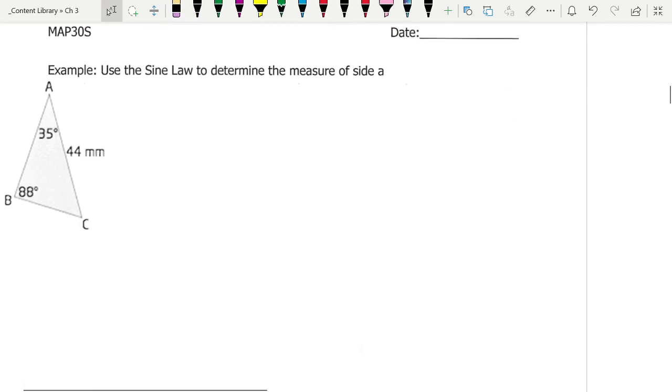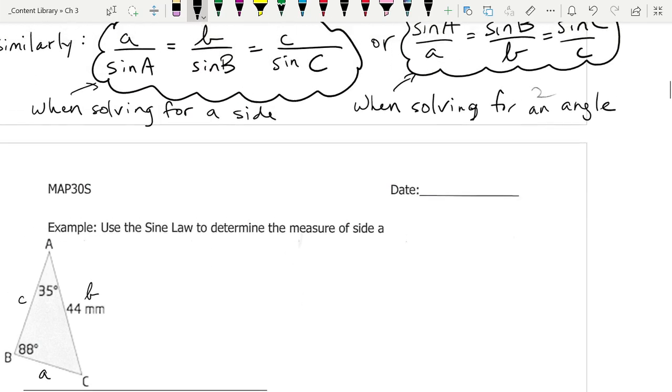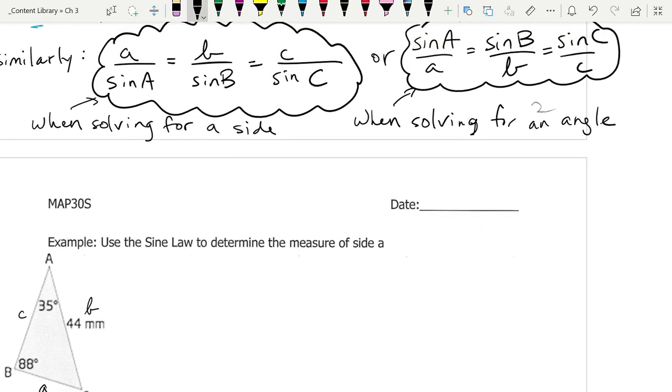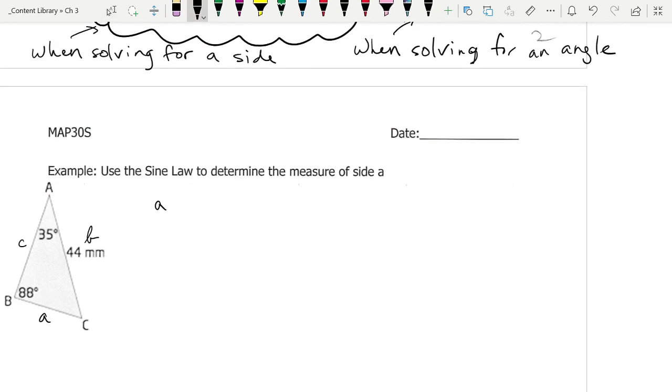The first example has us looking to find the measure of side A. Well, first of all, you have to know that you label your sides according to the angles opposite them. So if this is angle A, across opposite is side A. That makes this side B because it's across an 88, and that makes this one little side C. So I would like to find side A, so I'm going to go to my formula and use this ratio: A over the sine of A.